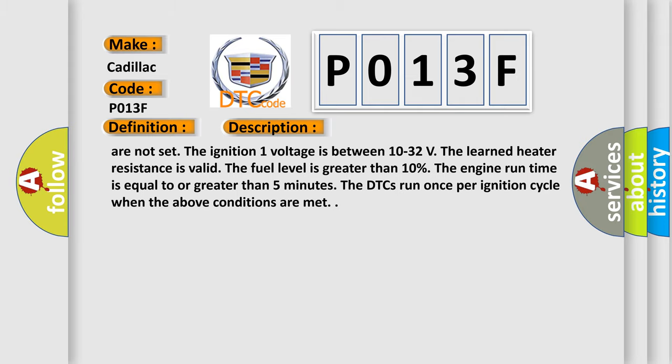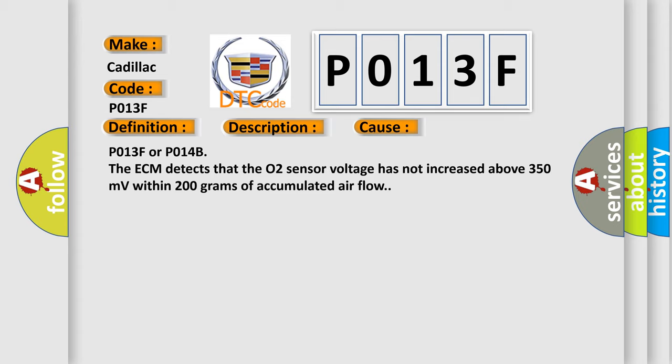This diagnostic error occurs most often in these cases. P013F or P014B: the ECM detects that the O2 sensor voltage has not increased above 350 mV within 200 grams of accumulated airflow.